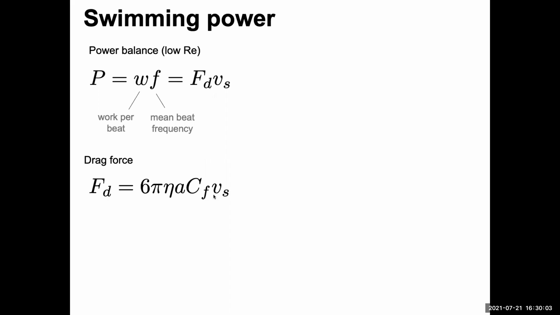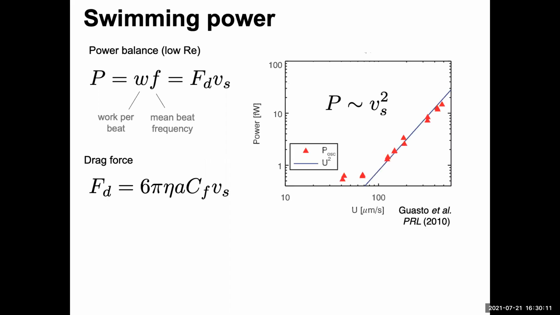The drag force is just given by Stokes' law, where Cf is a form factor, and if you insert this expression for the force into this first equation, you see that the power scales like the swimming speed squared, which is what would be expected and was measured for Chlamydomonas by Guasto et al. in 2010.